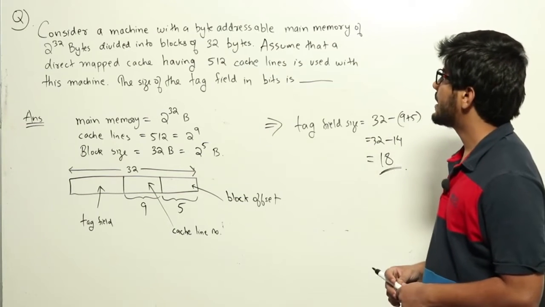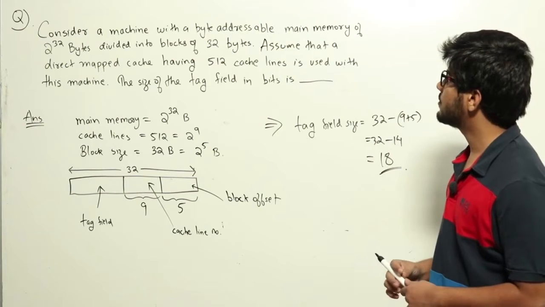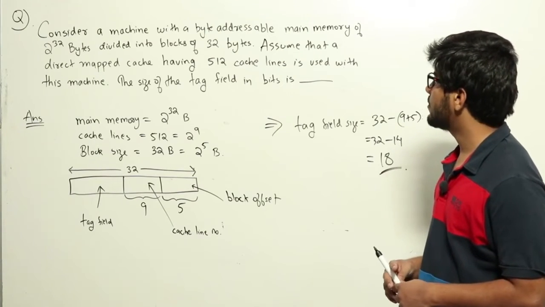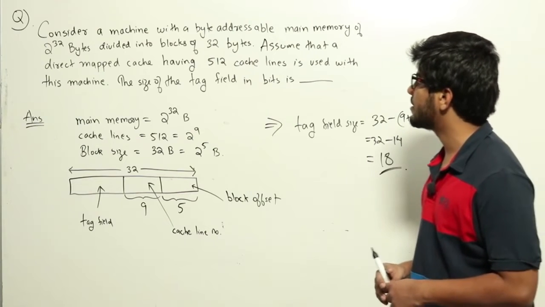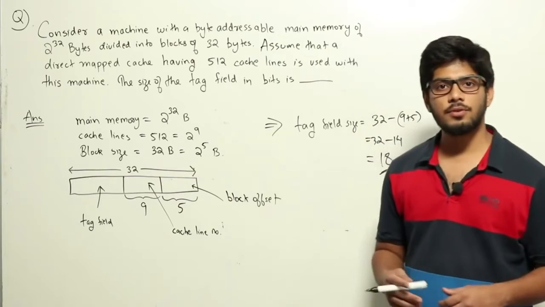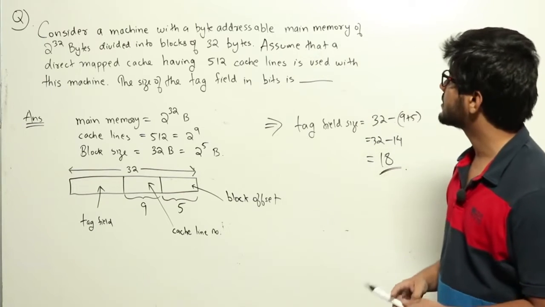Consider a machine with a byte addressable main memory of 2 power 32 bytes divided into blocks of 32 bytes. Assume that a direct mapped cache having 512 cache lines is used with this machine. The size of the tag field in bits is dash. So this is a straightforward question coming from computer organization section regarding direct mapped cache.